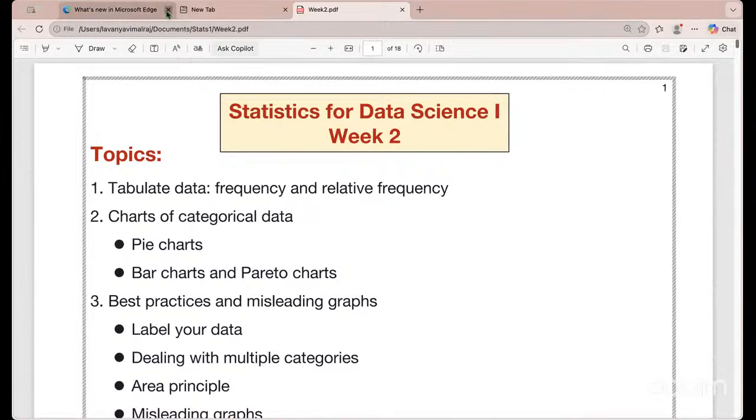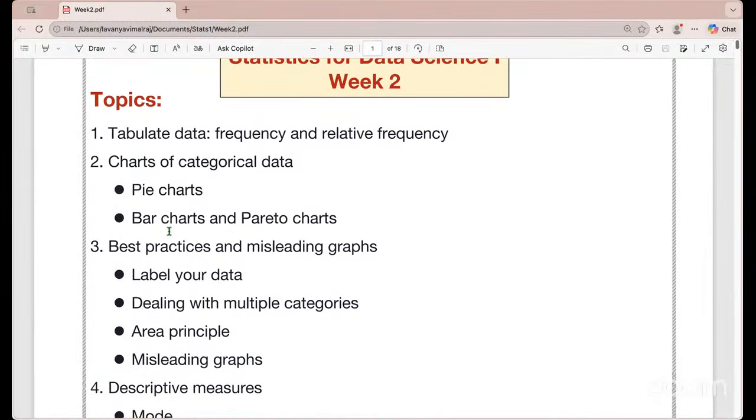Okay, so today we will see the summary of week 2. Here are the main topics from week 2. First, mainly here we are doing everything for categorical variables.